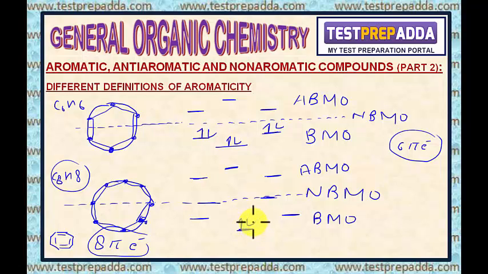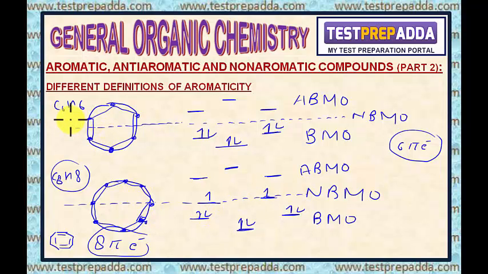2 electrons will be given to this bonding molecular orbital. Now these two are on the same energy level. So first 1 1, then again 1 1. So total 6 electrons, 6 pi electrons. Now here again same energy level. So I'll give 1 1. Now you can see total 8 pi electrons have been distributed.